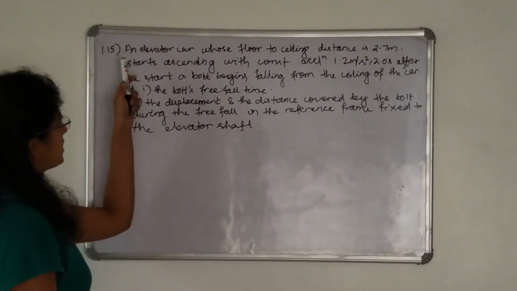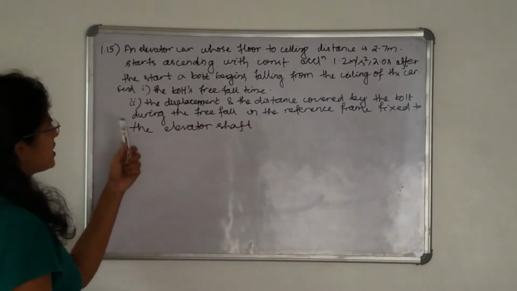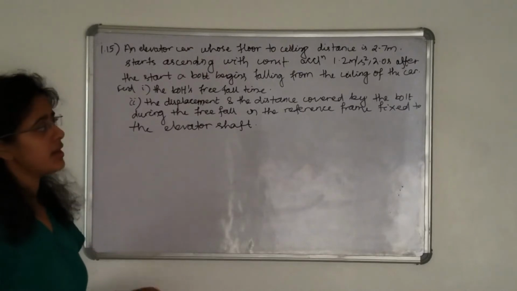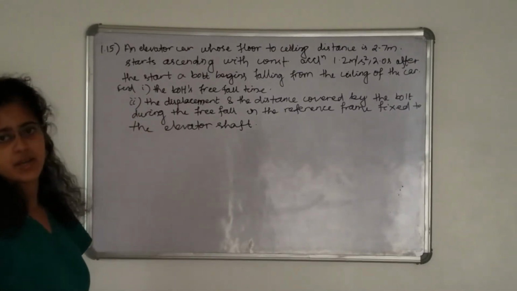The next question is: an elevator car whose floor to ceiling distance is 2.7 meter starts ascending with constant acceleration 1.2 meter per second square. 2 seconds after the start, a bolt begins falling from the ceiling of the car.